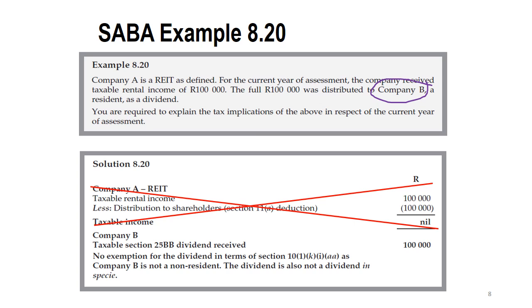Now, because company B is a South African resident, that dividend is going to be included into taxable income by virtue of paragraph (k). Because it is a local dividend, I'm going to ask, does it qualify for the section 10(1)(k) exemption? And the answer is no, because it was distributed by a REIT, Real Estate Investment Trust. If company B was not a resident, in other words, a non-resident, then it could still have qualified for the section 10(1)(k) exemption. Right, and ladies and gentlemen, that concludes local dividends.